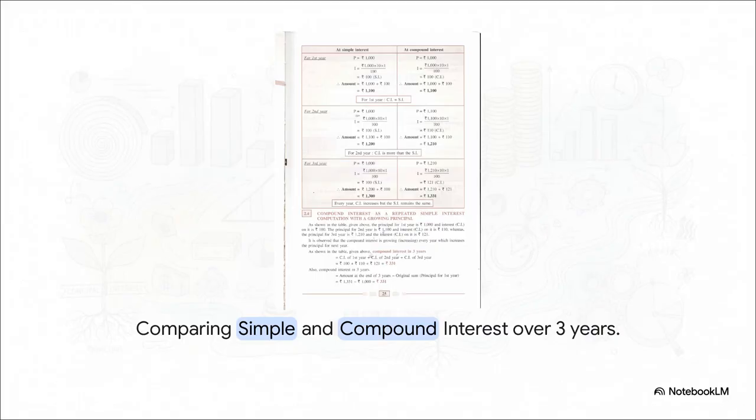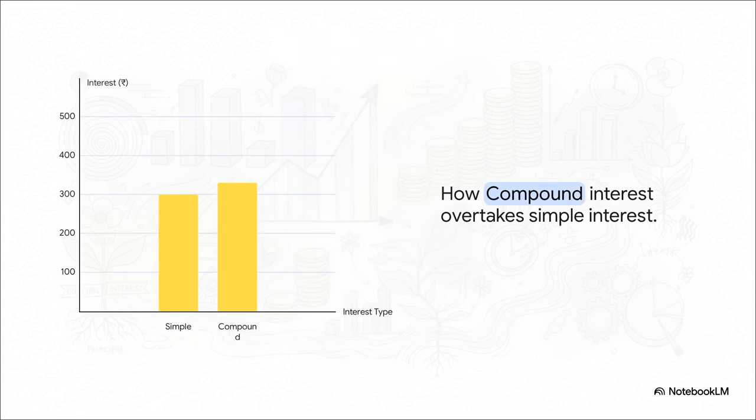Let's put some real numbers to it. Say you take a starting principal of 1,000 rupees at a 10% rate for 3 years. In year 1, both simple and compound interest give you exactly 100 rupees. No difference there. But by year 2, simple interest is still stubbornly based on that original 1,000, while the compound principal updates to 1,100. And by year 3, that compound baseline jumps again to 1,210. Meanwhile, simple interest is just frozen in the past. After those 3 years, the gap is glaringly obvious. Your simple interest totals a flat 300 rupees, but the compound interest totals 331.